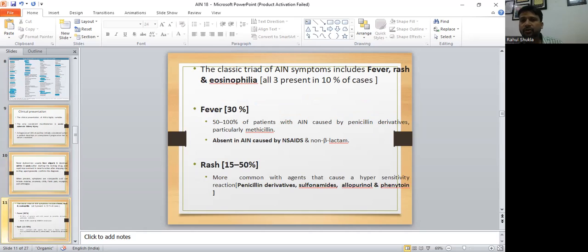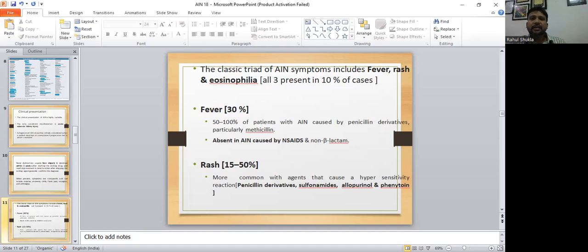Individually, fever can be seen in 30%, and around 50 to 100% of patients on penicillin derivatives like methicillin may be associated with fever, and it is usually absent in AIN caused by NSAIDs and non-beta lactams. So fever is particularly associated with the methicillin group of drugs.